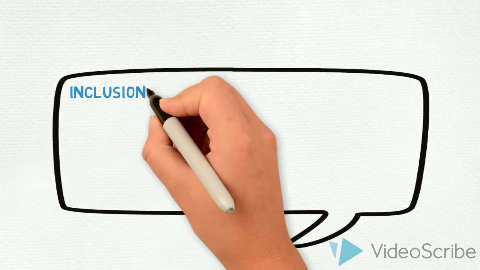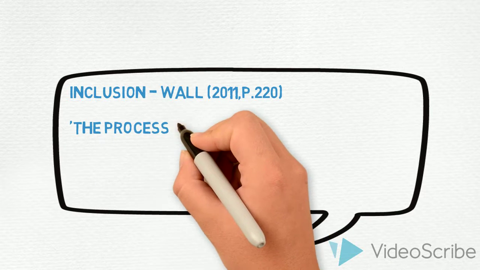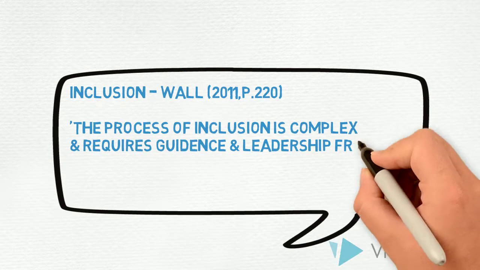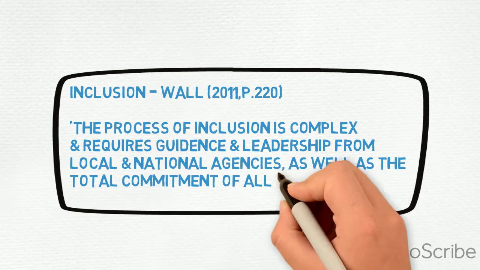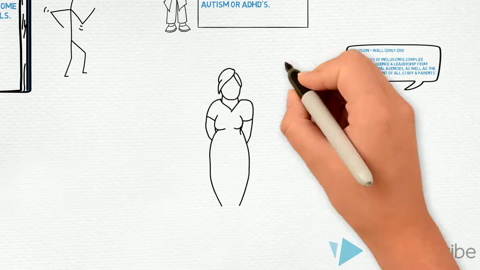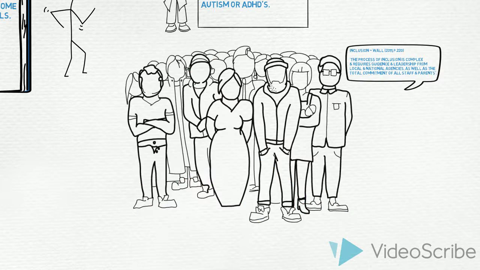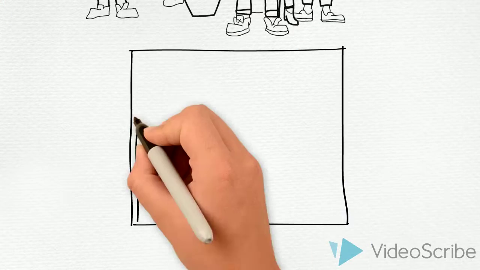Inclusion. Wall, 2011. The process of inclusion is complex and requires guidance and leadership from local and national agencies, as well as the total commitment of all staff and parents.